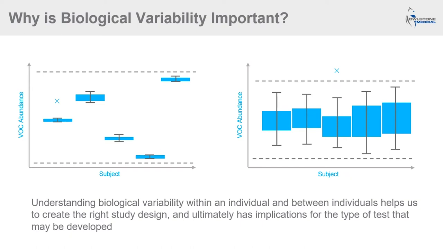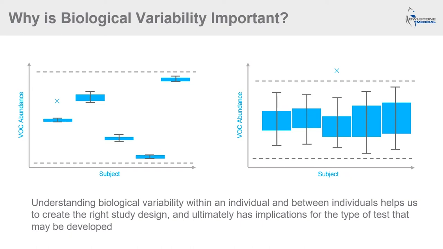So a real life example of this is heart rate. The heart rate for an athlete, for example, could be 45 beats per minute. So a rate of 90 beats per minute would be a sign of disease. But 90 beats per minute might be perfectly normal in another person. So this kind of scenario has implications for a study design when looking for a biomarker, and also for the type of test that could be developed. A test developed based on this type of biomarker would probably have to be more bespoke to the individual.